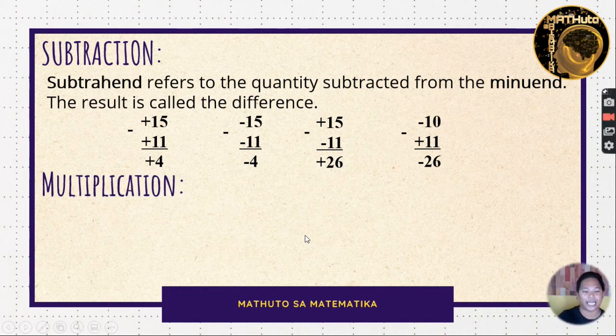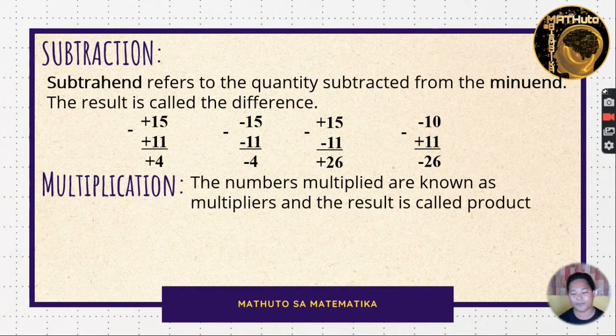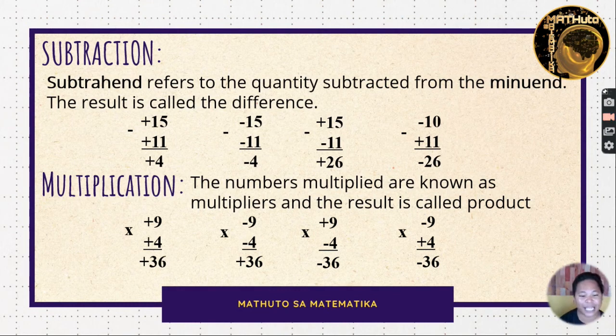Next, for multiplication, the numbers multiplied are known as the multipliers and the result is called product. So, yun po yung ating terms po in multiplication. Kung titingnan po natin, if we have same sign po, ang ating magiging sign ng product ay positive. So, in these first two examples, positive 9 times positive 4 is equal to positive 36. Same with negative 9 times negative 4, the product is also positive 36.